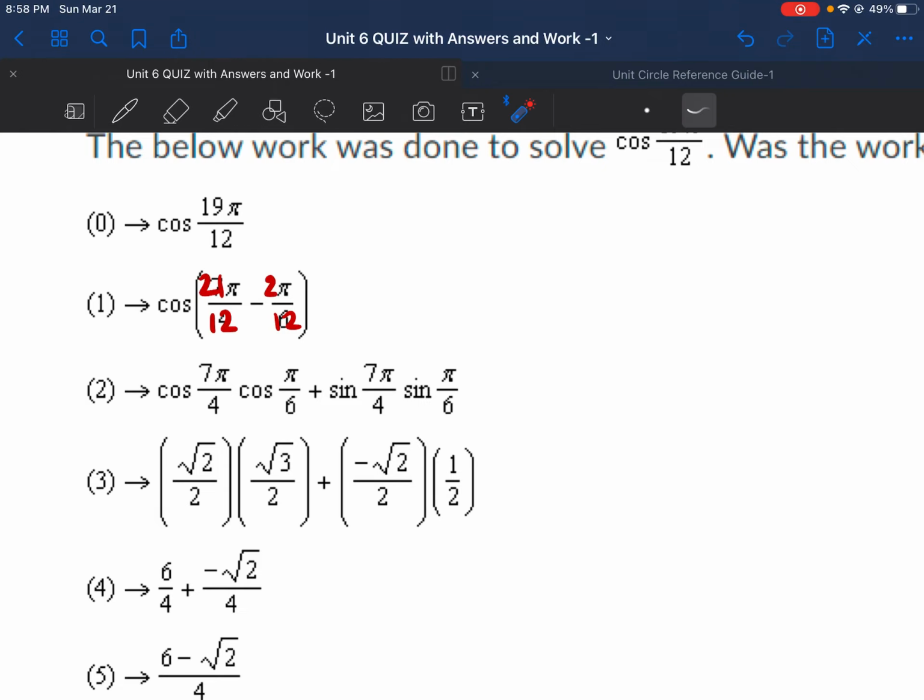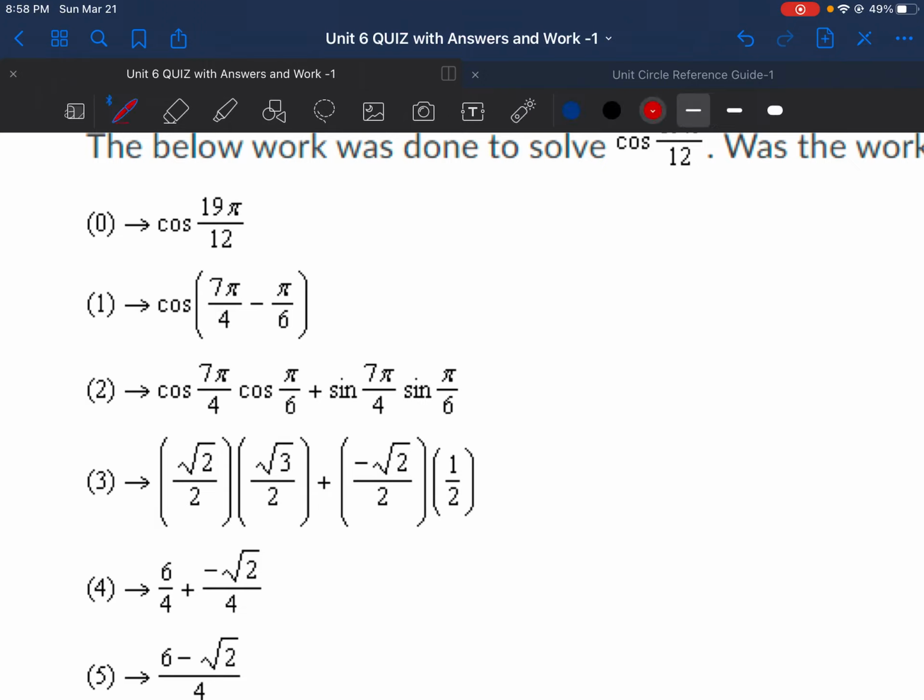I remember that the cosine formula goes cosine alpha, cosine beta, plus sine alpha, sine beta. Remember the 7 pi over 4 and the pi over 6, those are really the alpha and beta here. I just wrote over them to show you that they equal 19 pi over 12 when you subtract them. So the 7 pi over 4 and the pi over 6 are put in the correct places. It looks like the formula is being followed pretty well here.